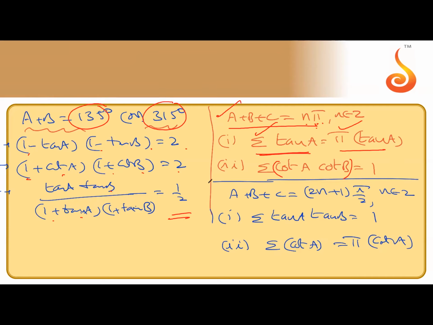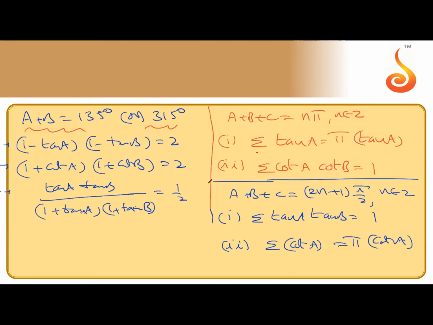Next, if A plus B plus C equals (2n plus 1) pi by 2, that means an odd multiple of pi by 2: pi by 2, 3 pi by 2, 5 pi by 2, 7 pi by 2, any combination. Then this property will be reversed: sigma tan A tan B is 1 and sigma cot A equals pi cot A.